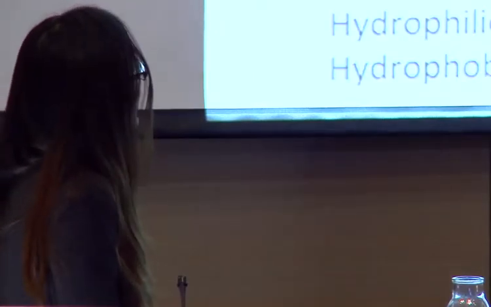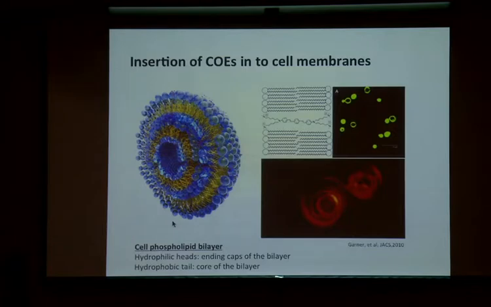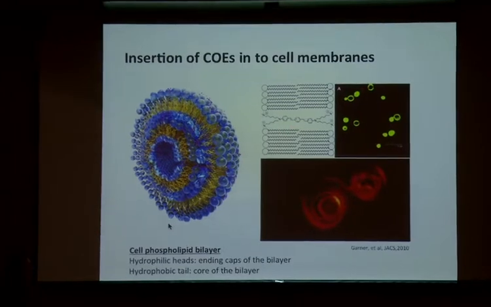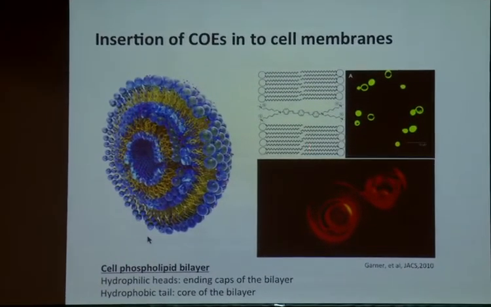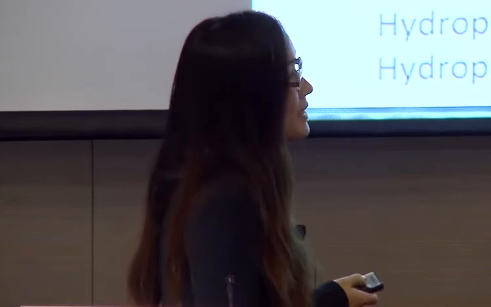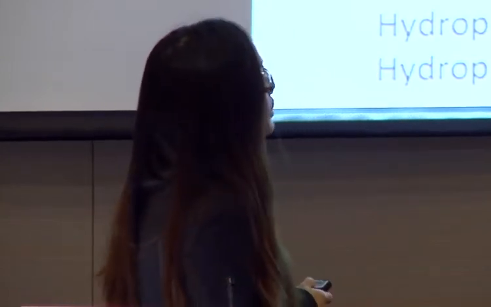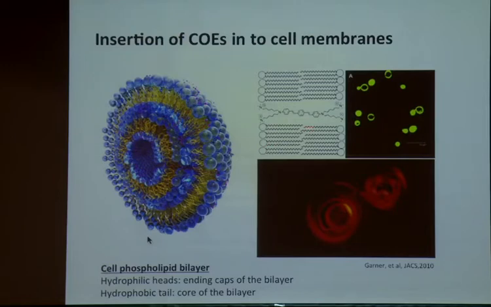So you probably have noticed that the property of COEs is very similar to the cell membrane, which also has a hydrophobic backbone and hydrophilic ends. And the bilayer is basically a shield between the inside and outside. It usually has a thickness of, I would say, from 40 to 60 angstrom. It's pretty similar to the length of the COEs.